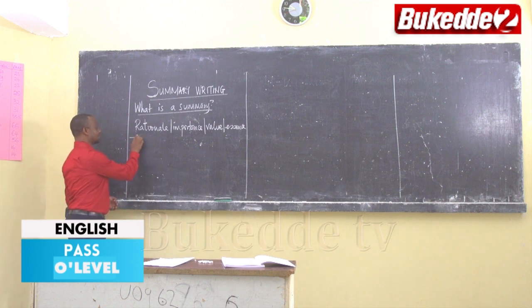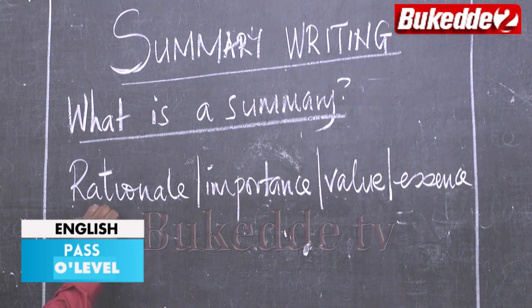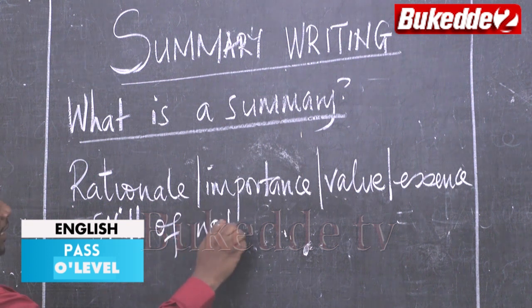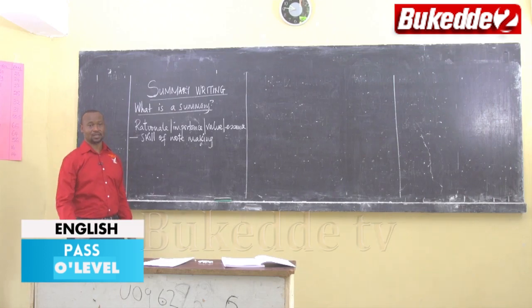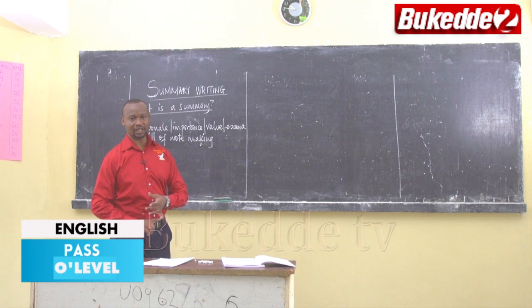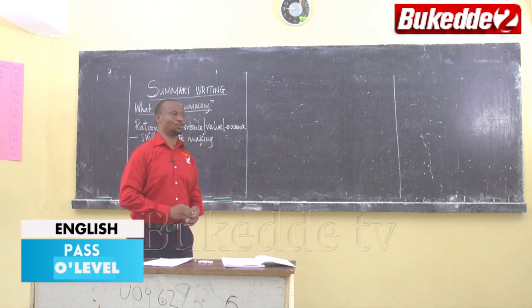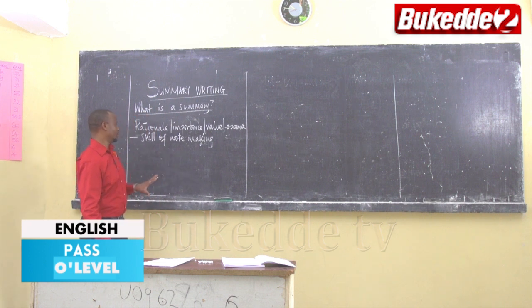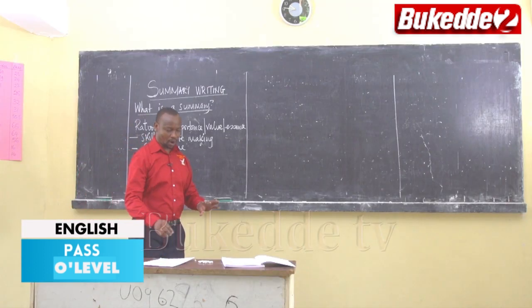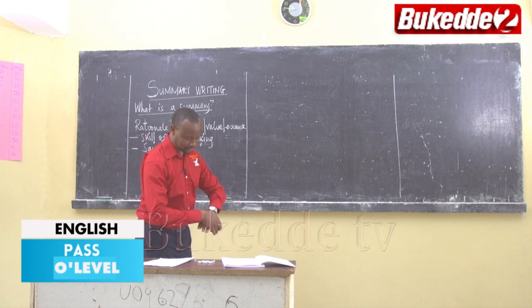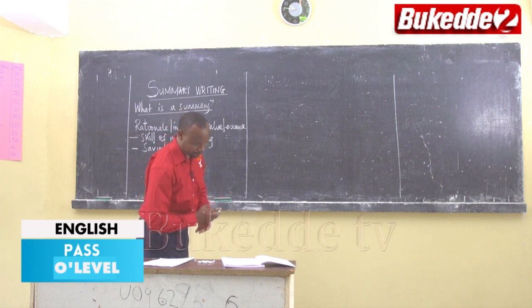The first rationale is that summary writing helps you to build the skill of note making. This is a lifelong skill that is required by a student from O-level to A-level up to university. You need to know how to make your own notes. Number 2, summary writing helps in saving time, especially when studying. You need to know how to summarize and reduce the work that you have in the shortest time possible. You'll therefore save time.